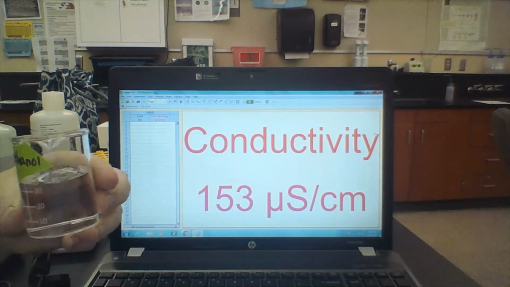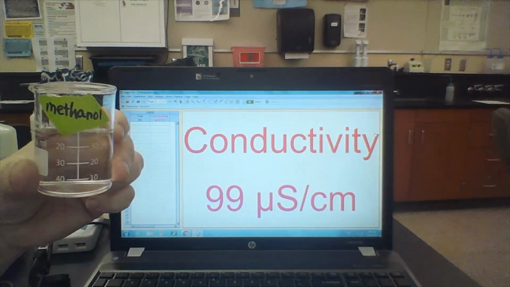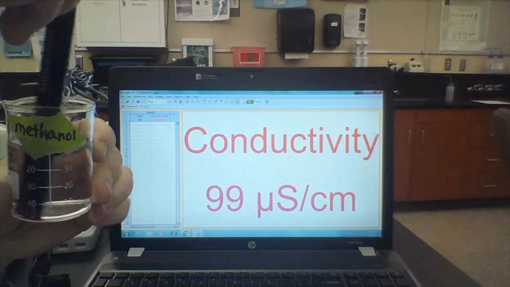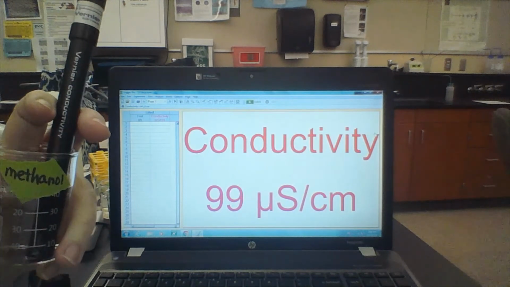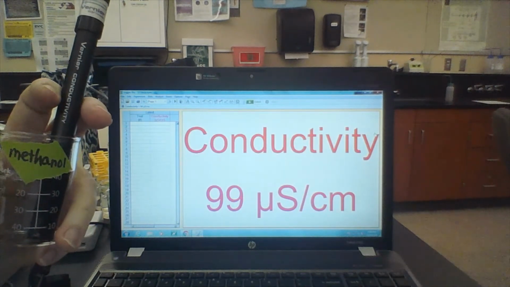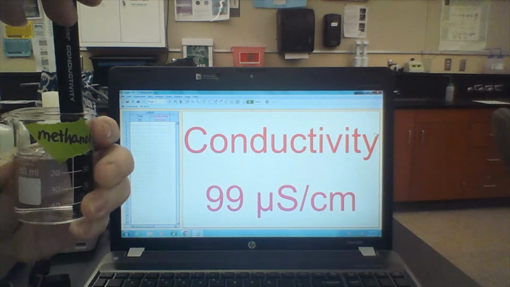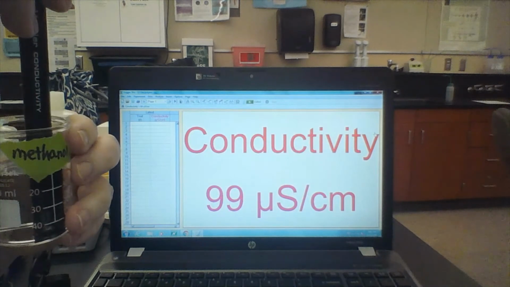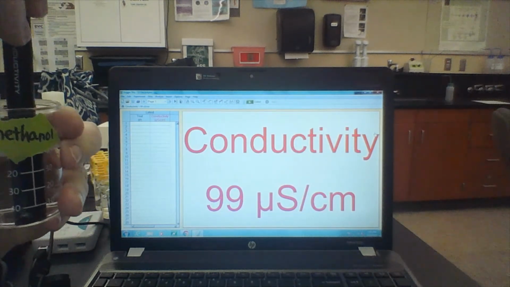The next chemical we're going to be testing is methanol. This is also known as wood alcohol. Looks like it's giving us a 99. Does that mean the probe is broken? No, that means that this is a molecular compound that does not break apart in water and does not produce ions.